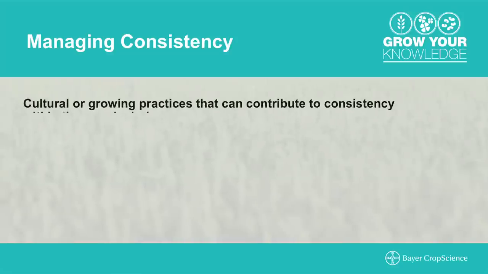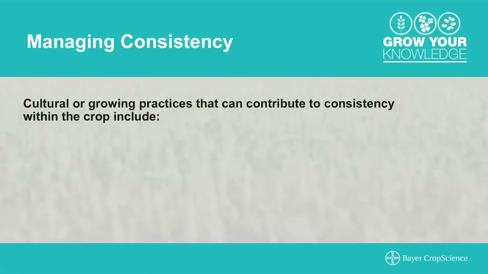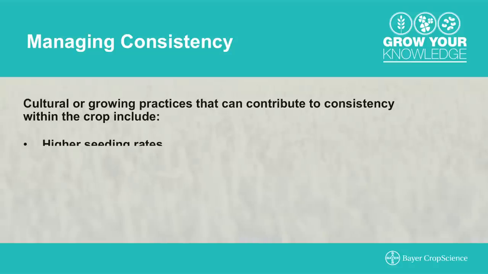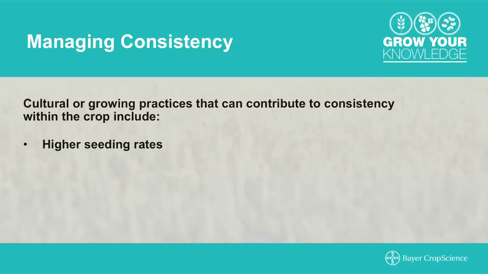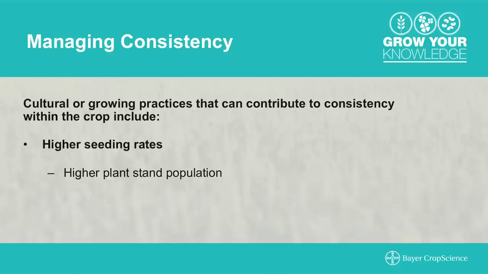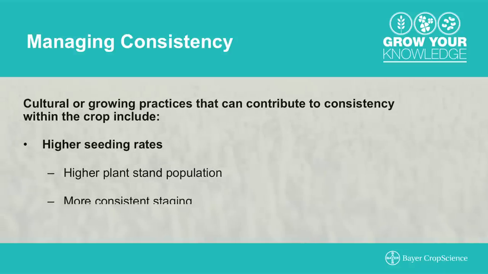One of the things that growers are doing to try and manage this is to try and get a lot more consistency throughout their crop via culture or growing habits. For example, higher seeding rates. What that's going to do is allow a higher plant stand population in your field, so then you tend to see more main heads that will be more consistent staging and fewer tillers that are going to be at variable staging as well. So especially as we start to see undulations and variations in the land, higher seeding rates in general are going to provide a more consistent crop, which allows a lot easier targeting of a fungicide application.